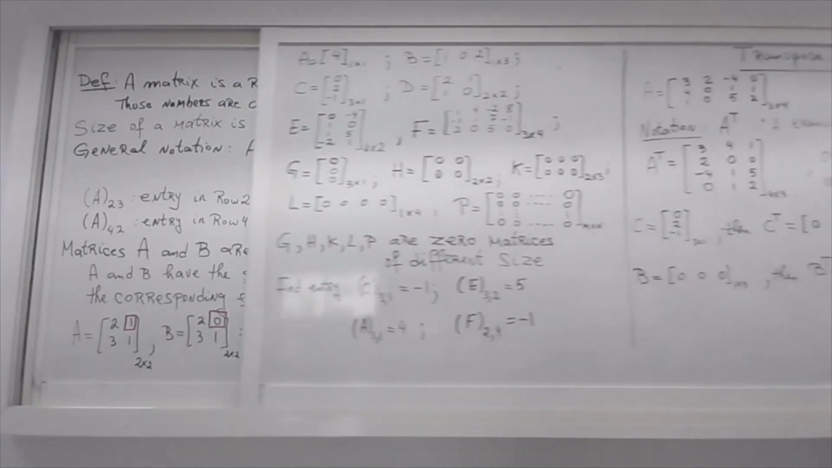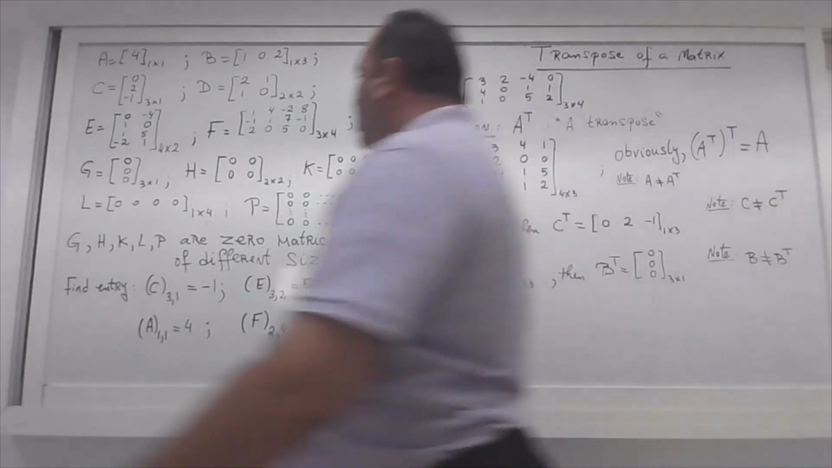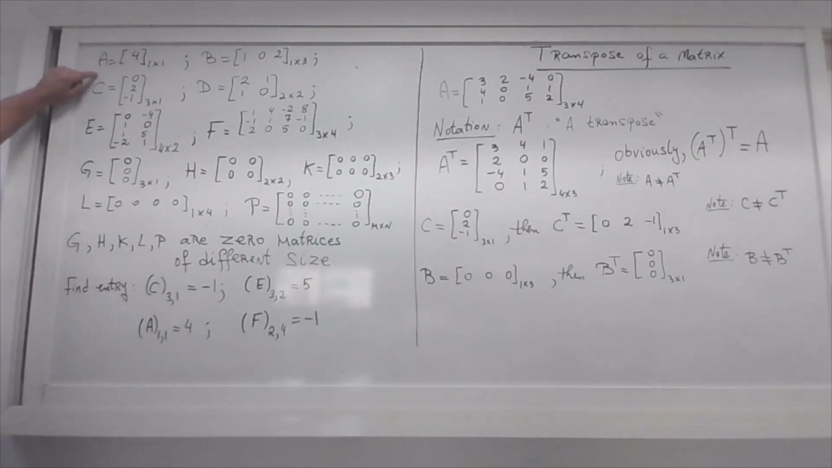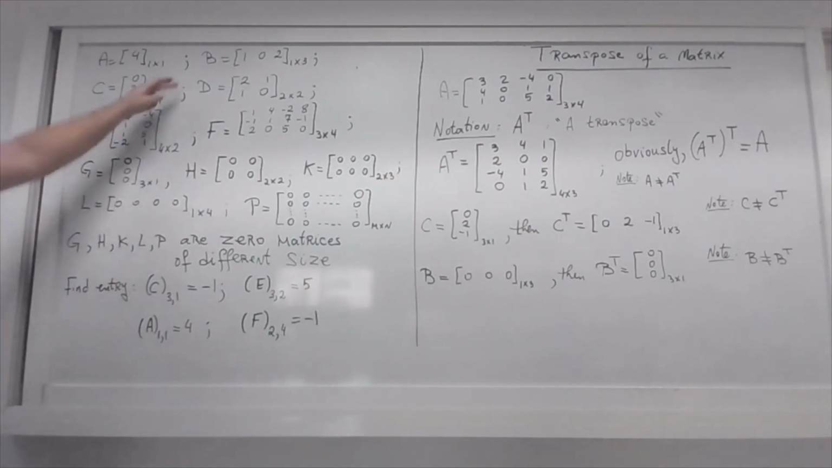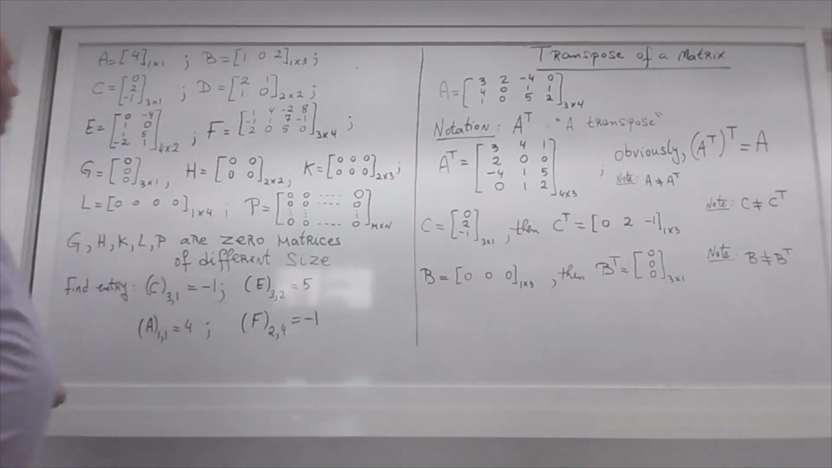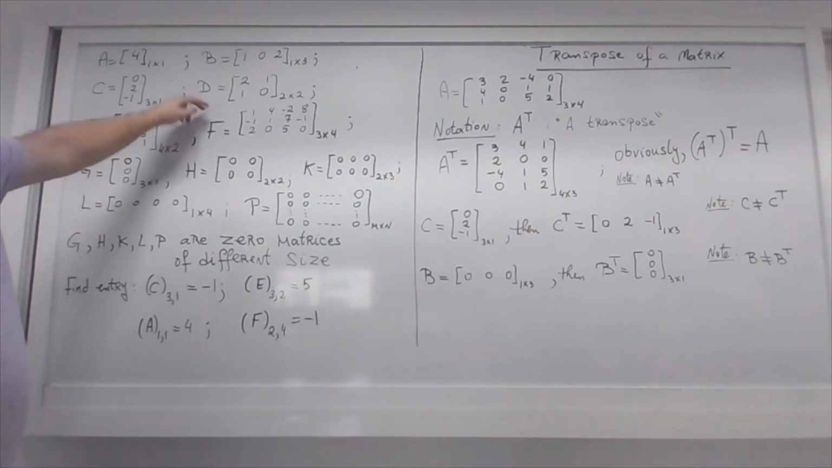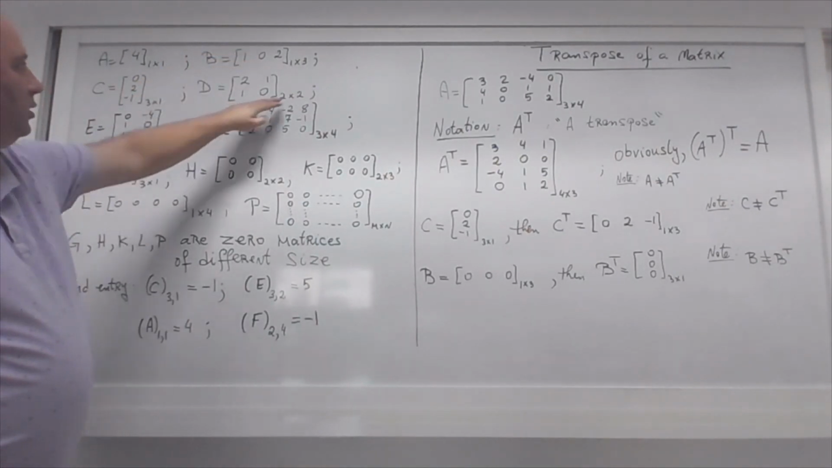Some examples of some interesting matrices. So we have matrix A, 1 by 1, containing 4 inside. Another matrix B is 1 by 3, so 1 row, 3 columns. This matrix C has 3 rows and 1 column, so it's 3 by 1. Matrix D has 2 rows and 2 columns, so it's 2 by 2.